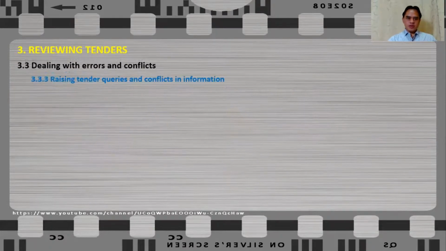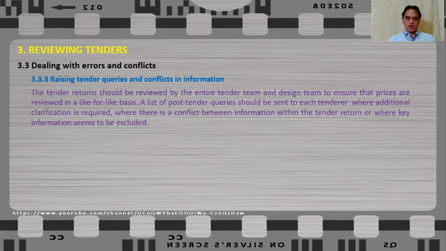Now, how about raising tender queries and conflicts in information? If you find any conflicts in information, as a tender team, how are you going to raise these queries? What are the procedures in raising these queries? The tender returns should be reviewed by the entire tender team and design team to ensure that prices are reviewed on a like-for-like basis. A list of post-tender queries should be sent to each tenderer where additional clarification is required, or where there is a conflict between information within the tender return, or where key information seems to be excluded.